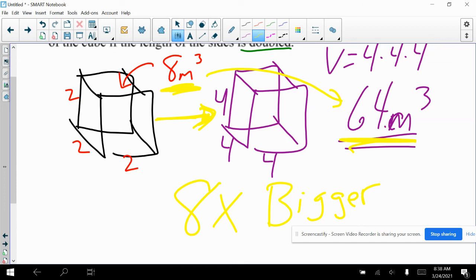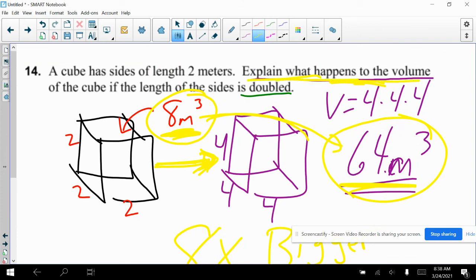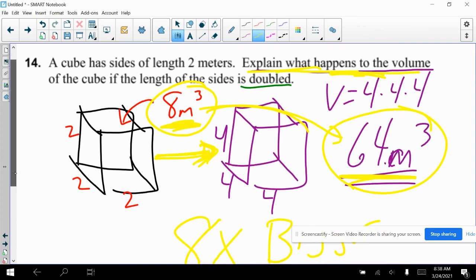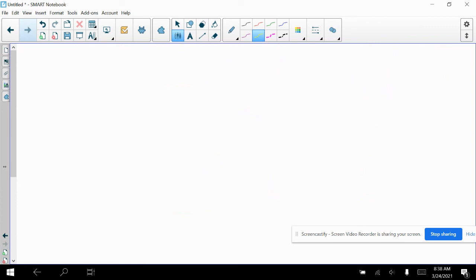Did your head stop spinning yet? Well, we didn't do too well on that. 8 times larger. Pictures help. Finding the volume, and you got to answer the problem. Explain what happens to the volume. What happens to the volume? It gets 8 times bigger. All right. Everybody good?